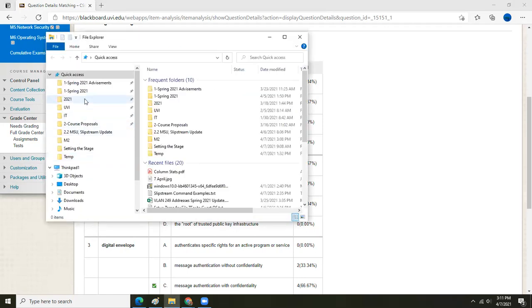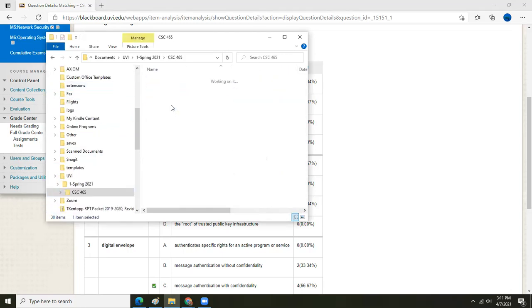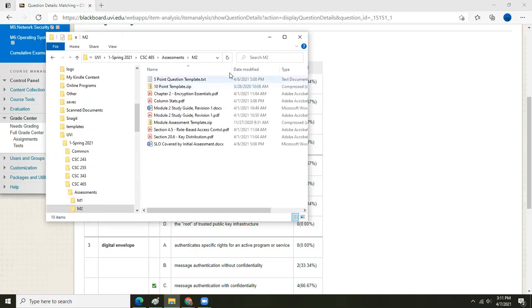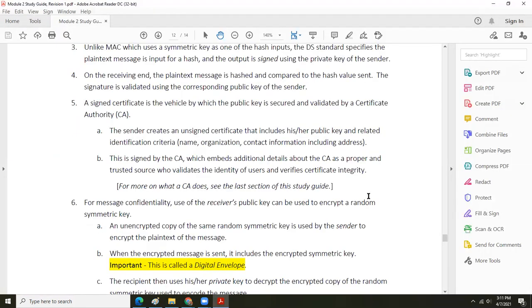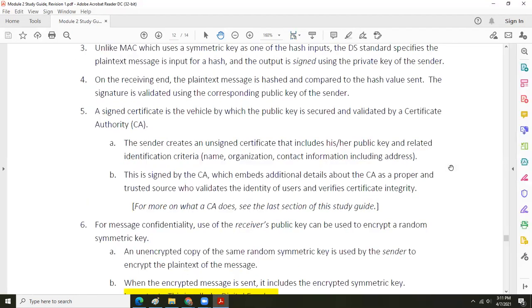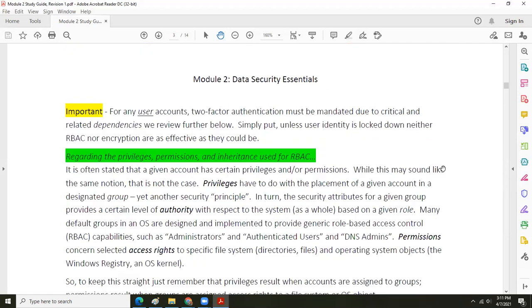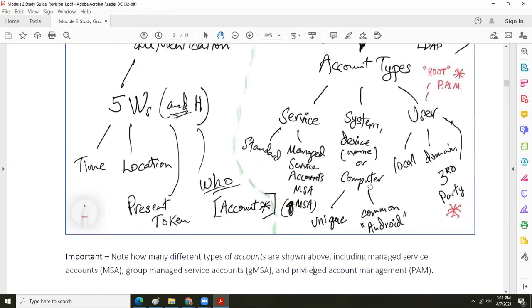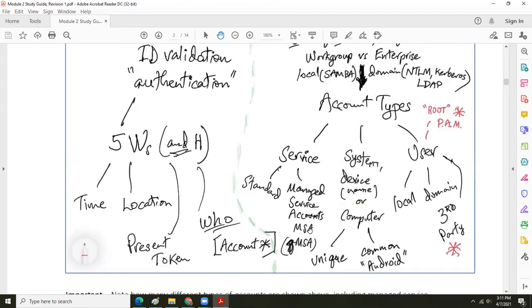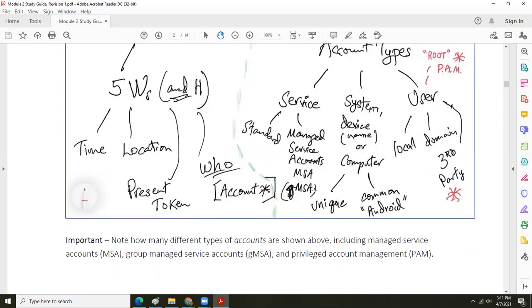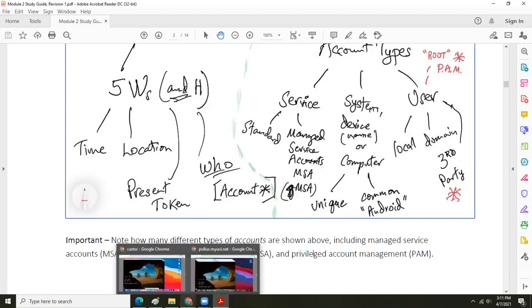Let's open up our study guide real quick. Yeah, okay, that was my mistake. It should have read MSA instead of MSC. So an MSA is a managed service account. I'll go ahead and amend the score for that one item.